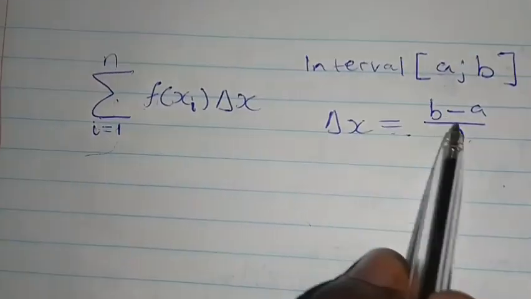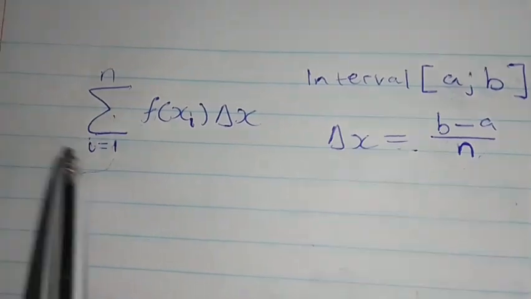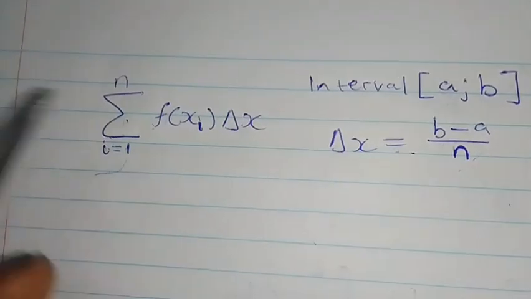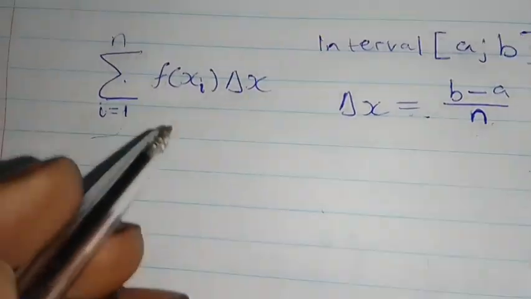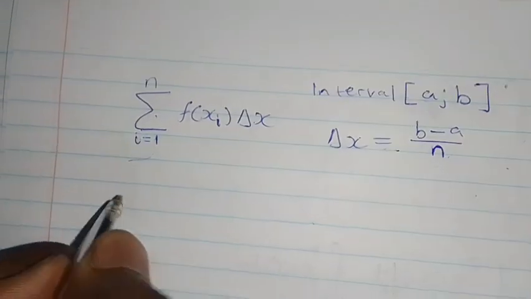After you get delta x, you're just going to plug that in, and you'll have your function there, and you just substitute x1, x2, and continue like that. Now, let me give you an example of what this means.